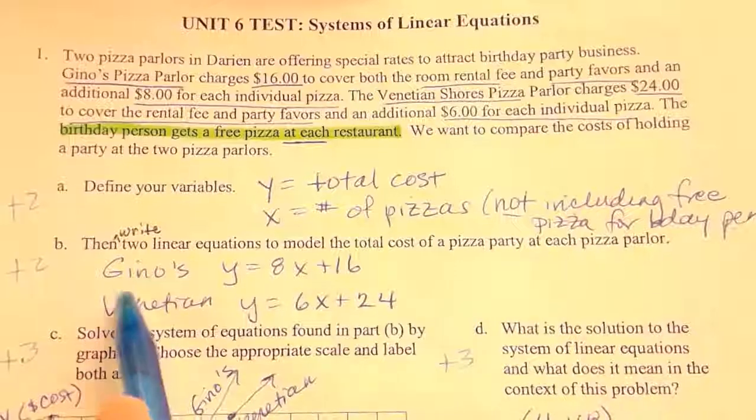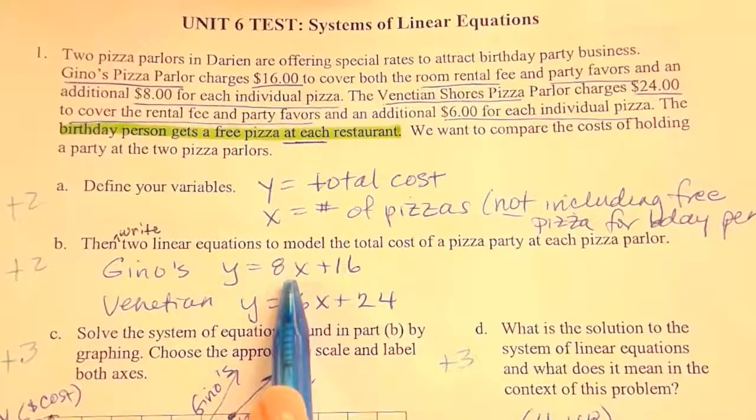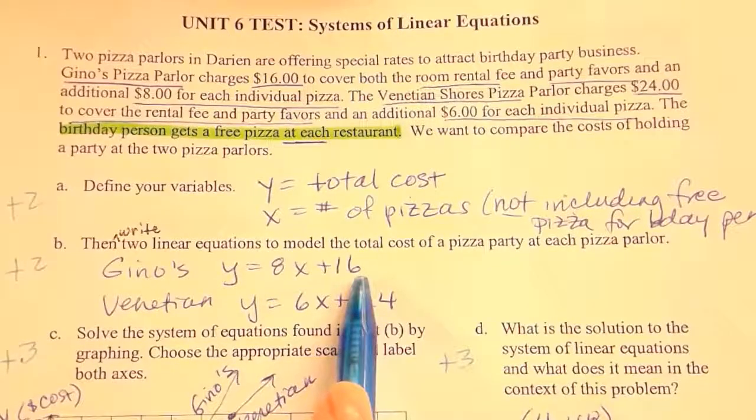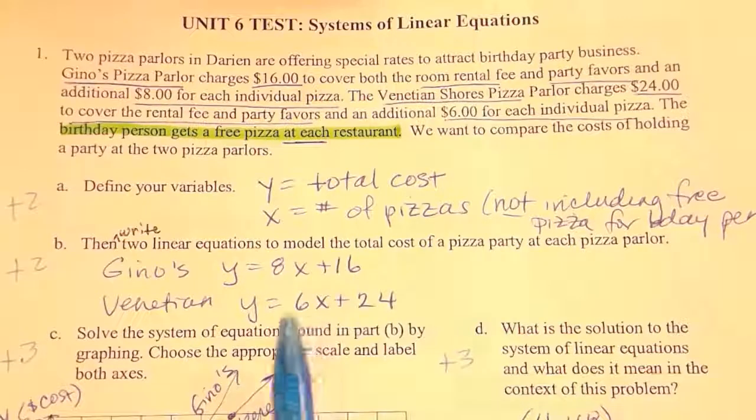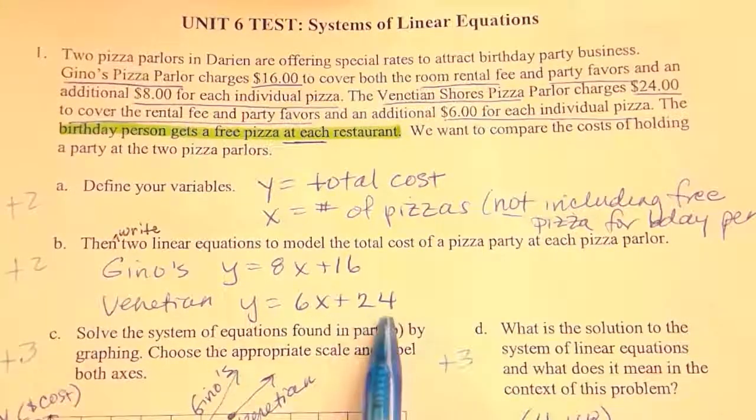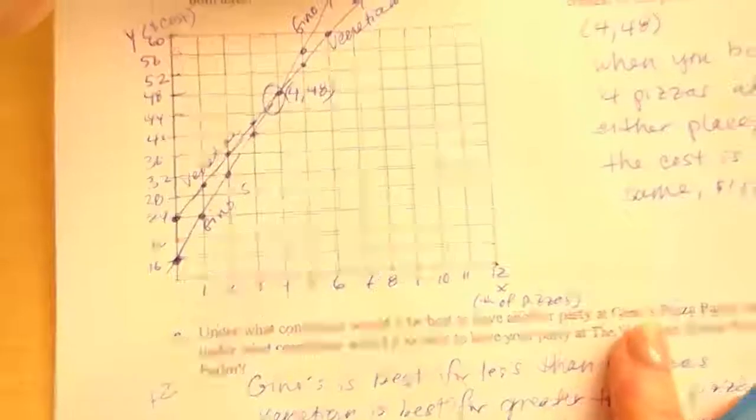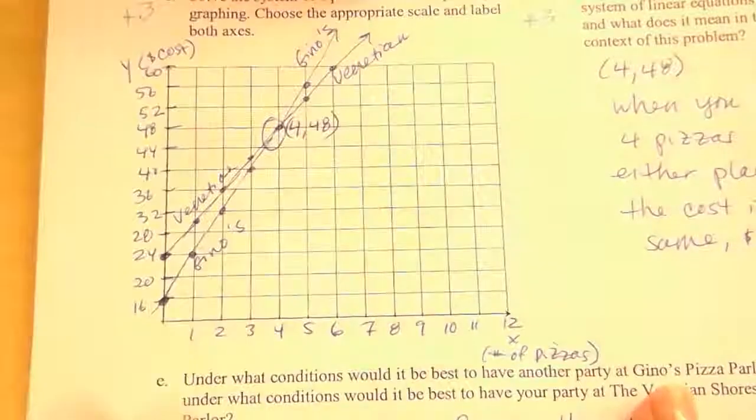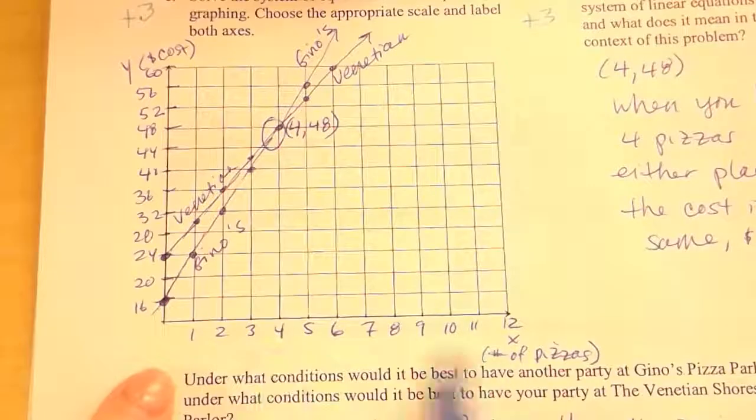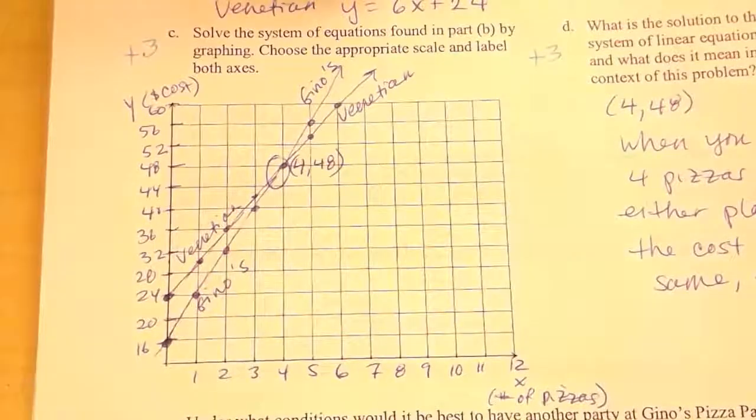Okay? In terms of the equations, Geno's is $8 per pizza, plus a $16 fee for the room rental and party favors. Venetian, $6 per pizza that we're buying, plus $24 for the room rental, party favors, etc. In terms of graphing, it was a little tricky to figure out the scale that you would use here. I chose to number by ones on the x-axis for the number of pizzas, and on the y-axis I numbered by fours, but you had many choices here.